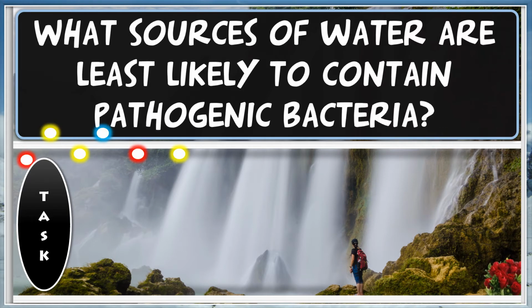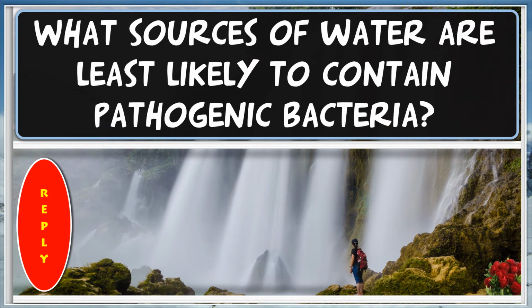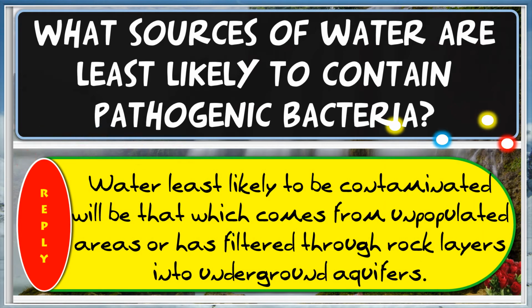What source of water is least likely to contain pathogenic bacteria? Water least likely to be contaminated will be that which comes from unpolluted, unpopulated areas or has filtered through rock layers into underground aquifers.